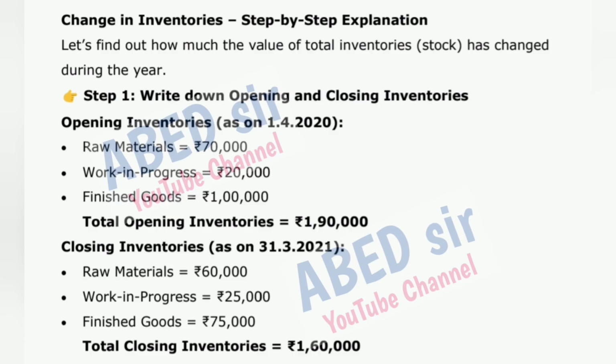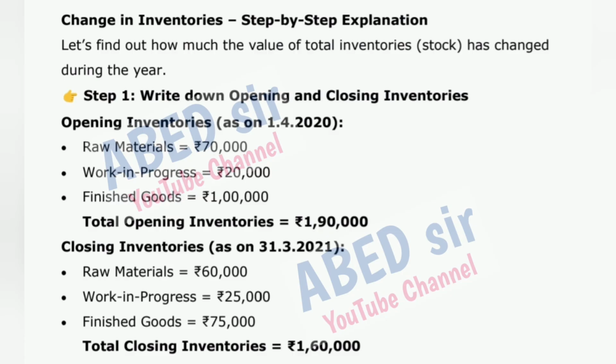Change in inventories, step-by-step explanation. Let's find out how much the value of total inventories, stock, has changed during the year. Step 1. Write down opening and closing inventories. Opening inventories, as on 1st April 2020: raw materials is equal to 70,000 rupees, work in progress is equal to 20,000 rupees, finished goods is equal to 1 lakh rupees. Total opening inventories is equal to 1,90,000 rupees.